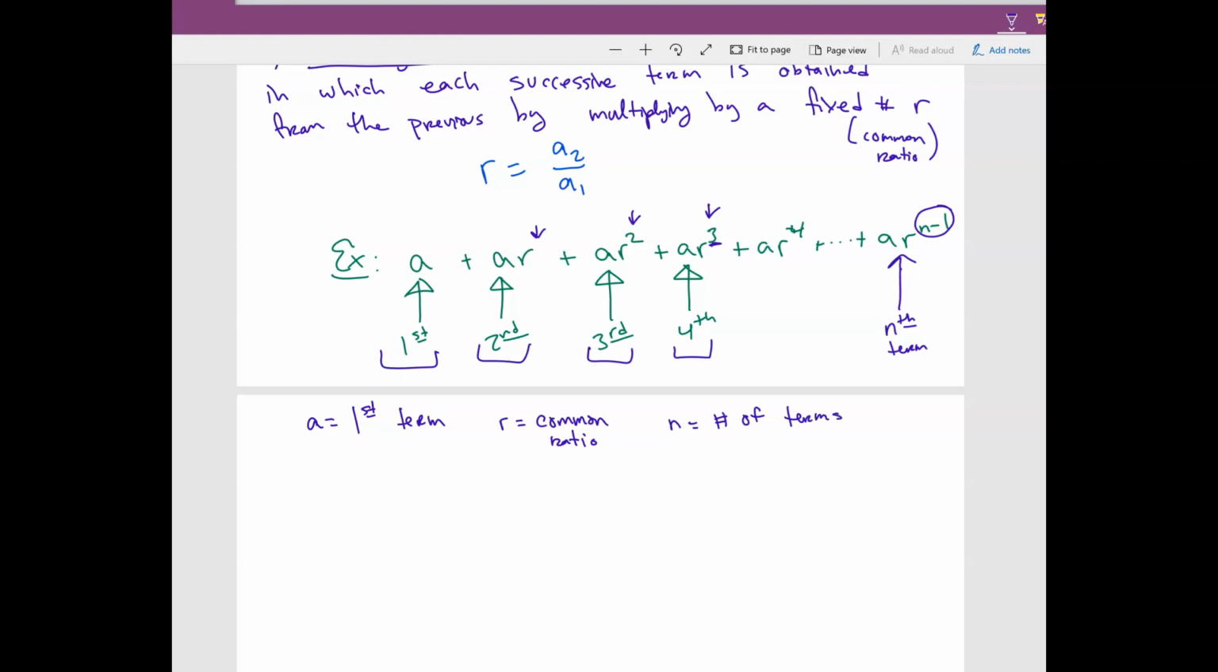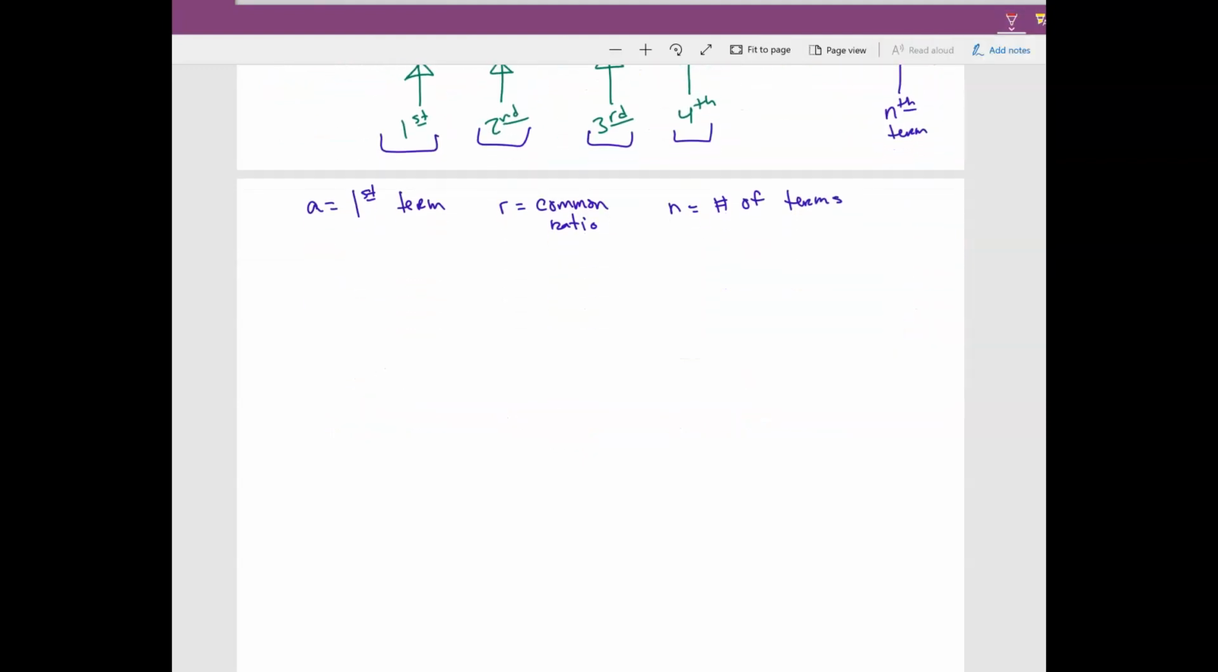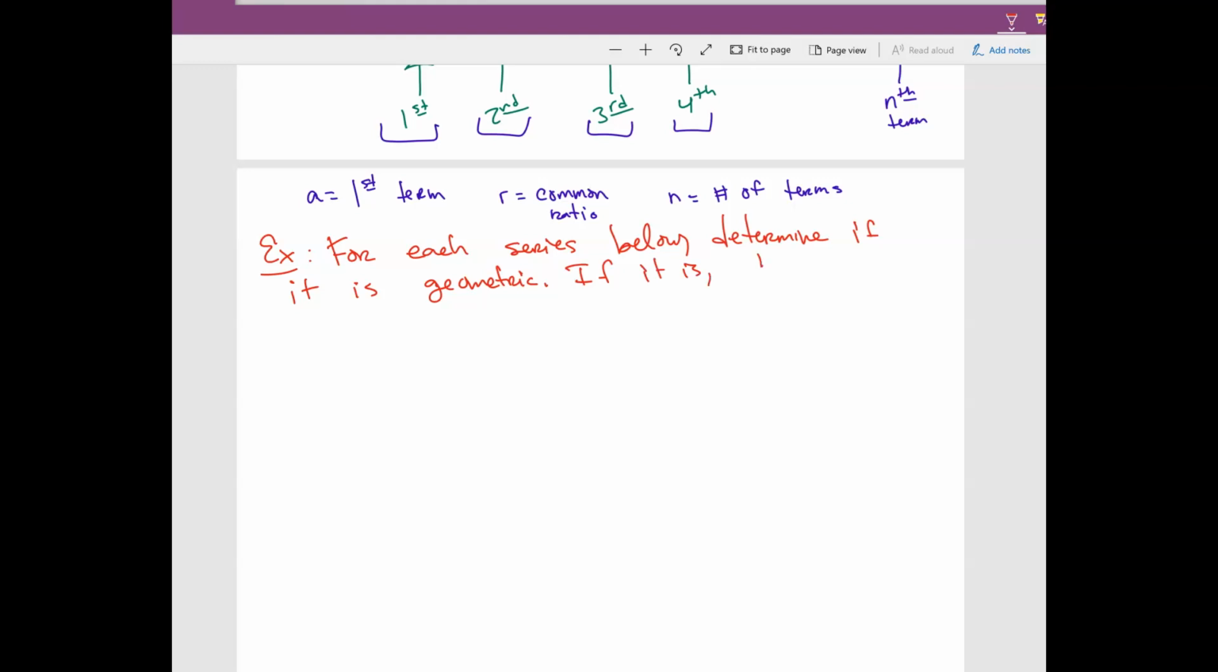Okay, so now let's do a couple of examples to see what kind of geometric sequences look like. For each series below, determine if it is geometric. If it is, find A, R, and the number of terms.